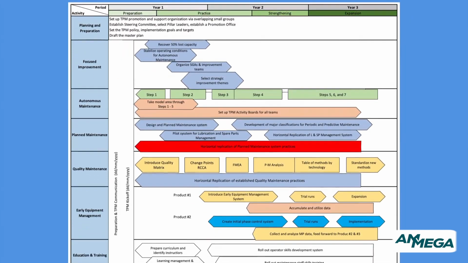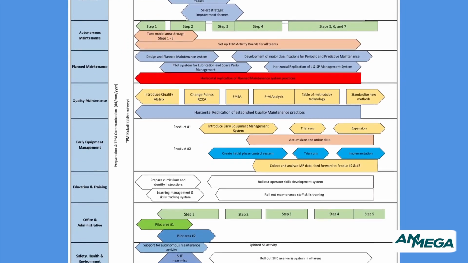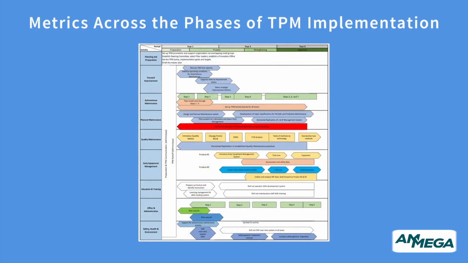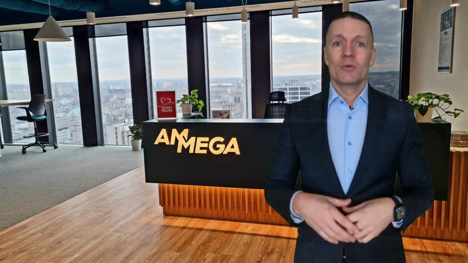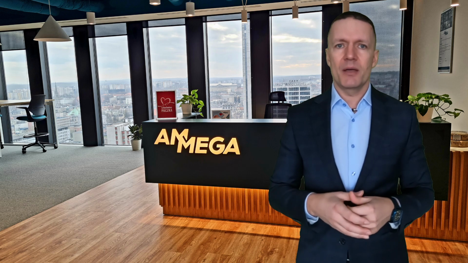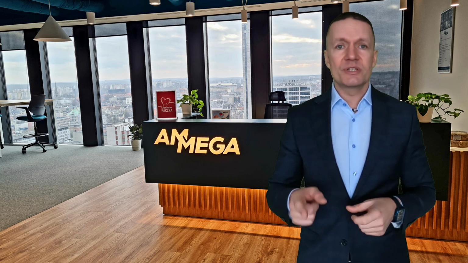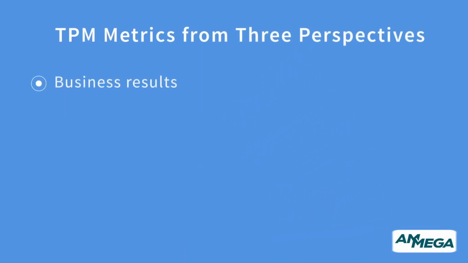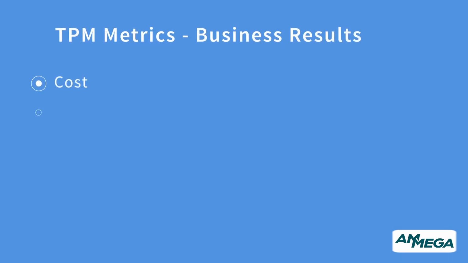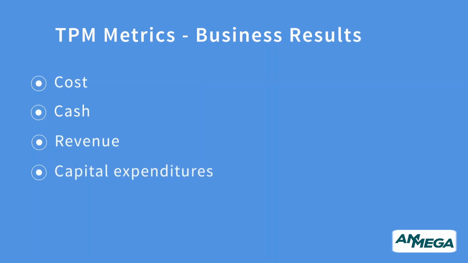Aligning TPM activities involves breaking the major goals down into sub-goals and selecting the approach, priorities and strategies required to meet those goals. When setting targets and deciding how to keep track of the effectiveness of our TPM efforts, it's important that we do this from 3 perspectives to get the full picture. These are business results, developing people's capabilities, and intangibles. We can further break down the business results achieved from TPM into 4 types. These are cost, cash, revenue, and capital expenditures.